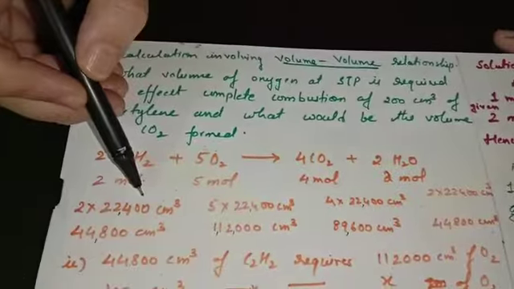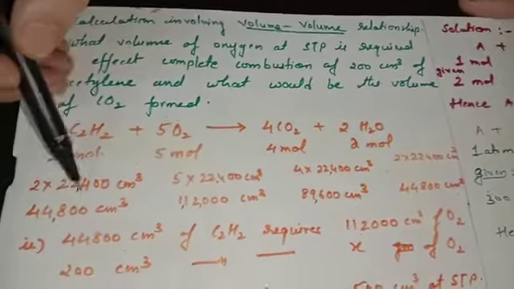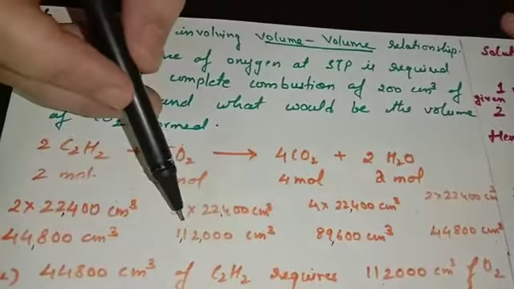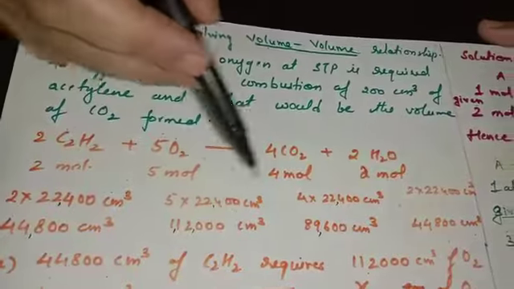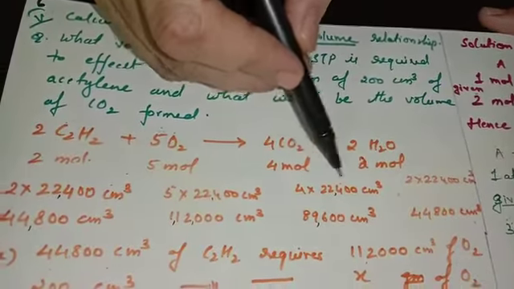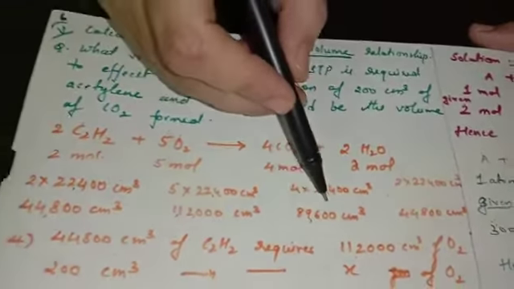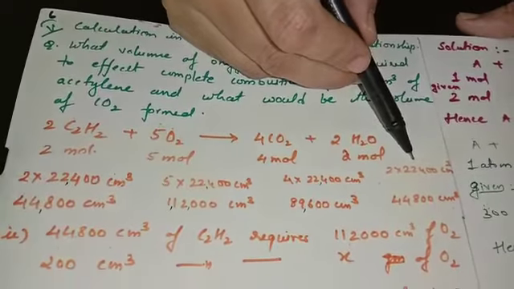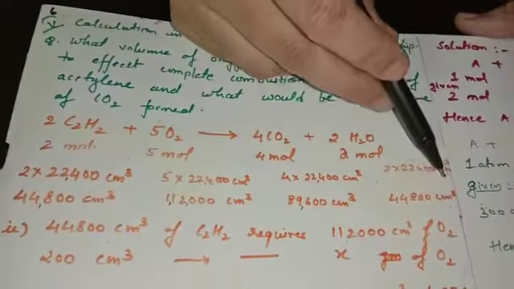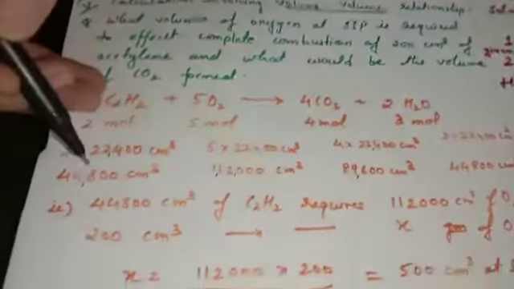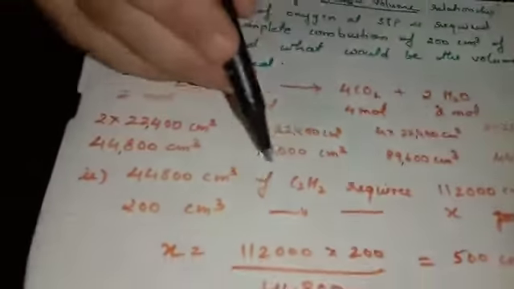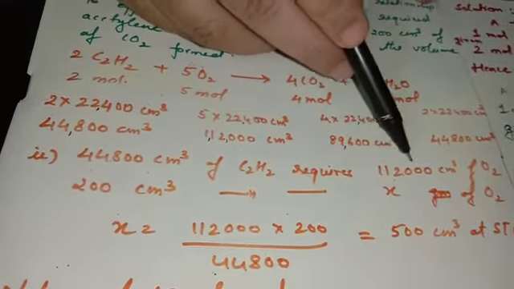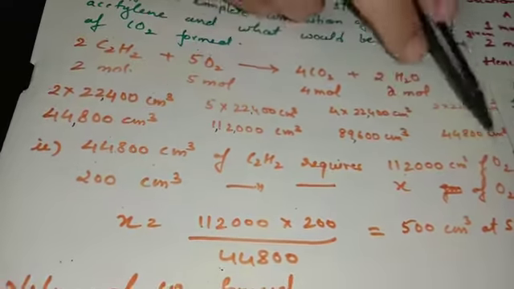In terms of STP, I am going to convert it. 2 multiplied by 22,400 centimeter cube comes to be 44,800 centimeter cube. 5 multiplied by 22,400 centimeter cube comes to be 1,12,000 centimeter cube. 4 multiplied by 22,400 centimeter cube comes to be 89,600 centimeter cube. Again 2 multiplied by 22,400 centimeter cube comes to be 44,800 centimeter cube of water. So, 44,800 centimeter cube of acetylene requires how much oxygen? It comes to be 1,12,000 centimeter cube of oxygen.